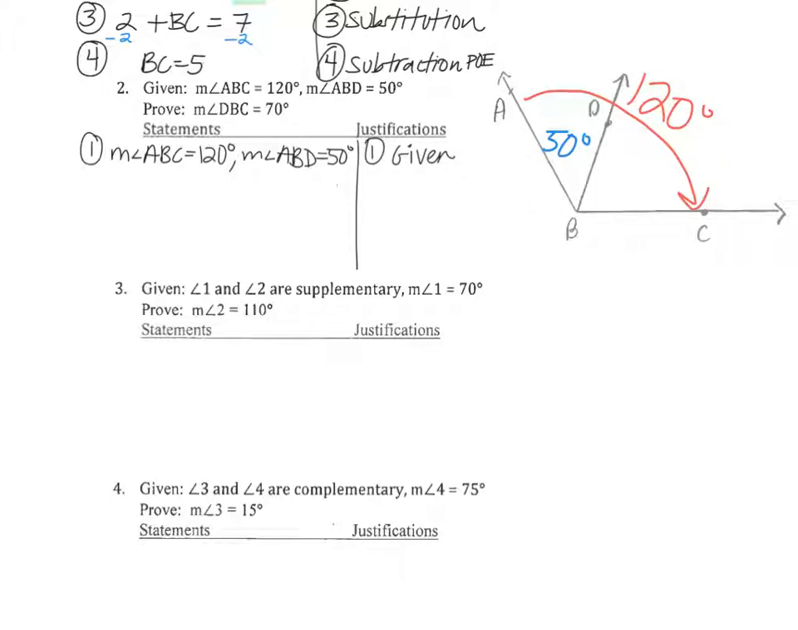Always want to label our picture, because if it doesn't make sense at first, it might make sense whenever you label the picture, and then it'll help you write the proof. You are trying to prove that DBC is 70. That has to go last. Okay, equation with letters only right now. And if you'd like to tell me the equation, you could raise your hand. That would be helpful.